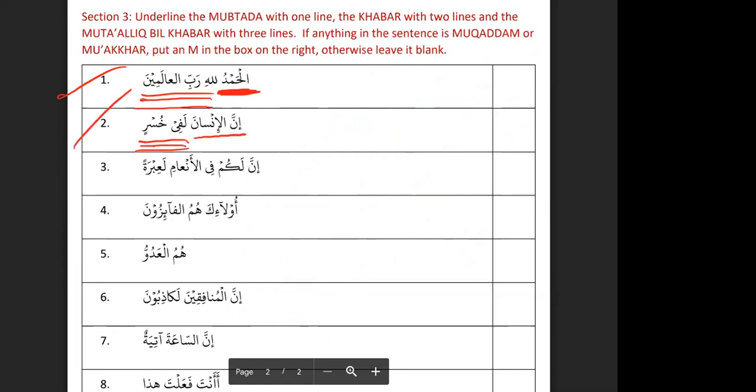Okay. Number 2 is done. Inna lakum fil an'ami la'ibratan.